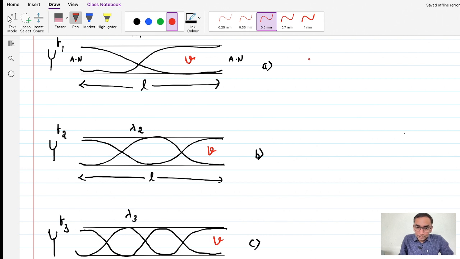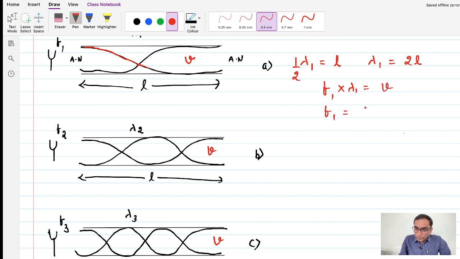So, if I say the wavelength lambda 1, this is 1/4 of the wavelength, another 1/4 of the wavelength. So, basically half of the wavelength is being fit inside the length L1. So, if I write lambda 1, that is twice the length. Okay. And frequency times the wavelength is equal to speed. So, I can also write down frequency is equal to v upon lambda 1, and lambda 1 is 2L.